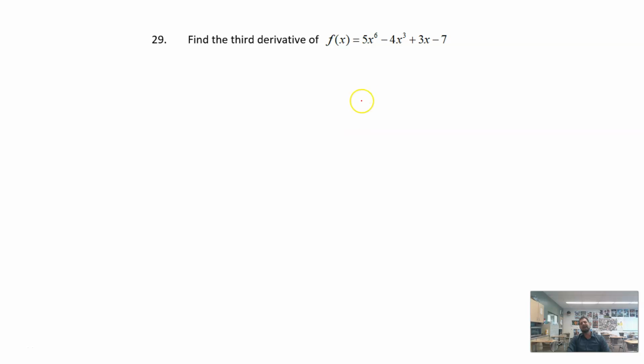Now, number 29 says that I need to find the third derivative. What that means is I just take the derivative of my original function. So in this case, I get 30x to the fifth minus 12x squared plus 3. That is what is known as the first derivative. If I take the derivative of that again, just using the power rule here, that is what is known as the second derivative. And if I want to take the derivative of that, that is what the third derivative is. So this would be my answer.